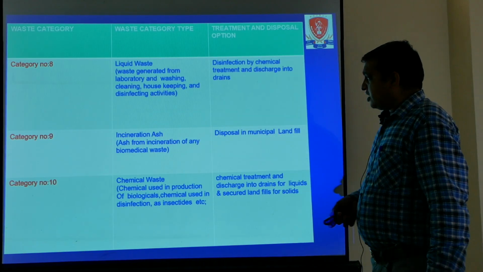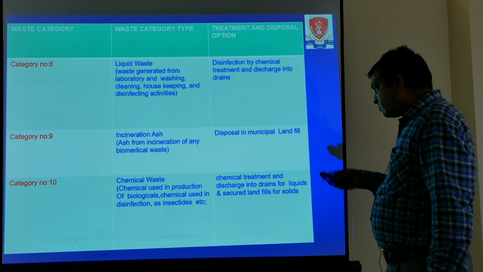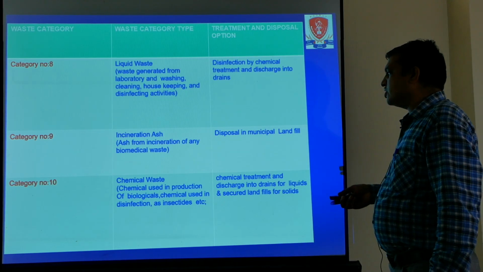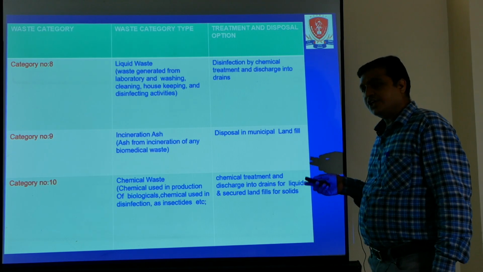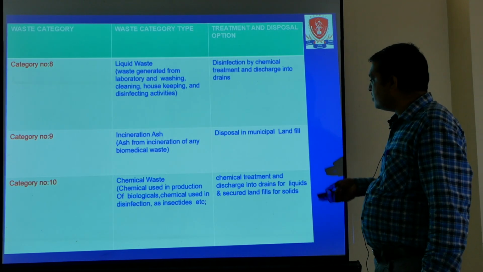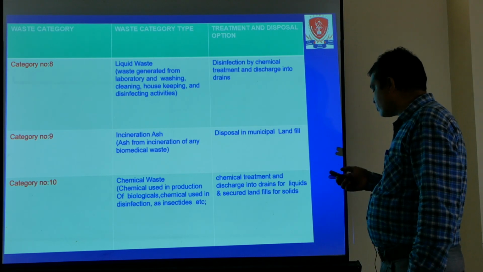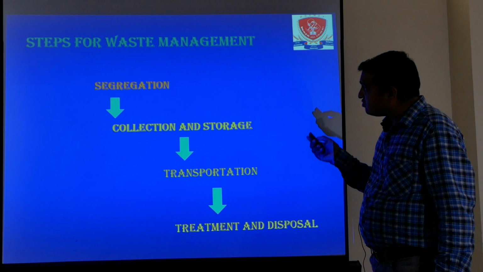Category number 10, chemical waste used in production of biologicals, and chemicals used in disinfection as insecticides, etc. Treatment is chemical treatment and discharge into drains for liquids, and secured landfills for solids.